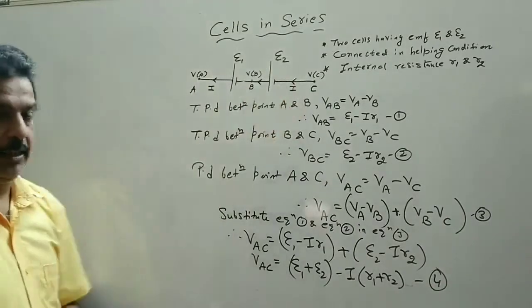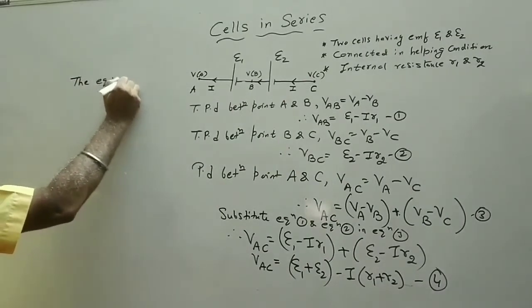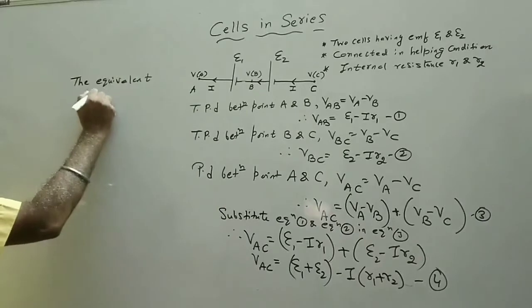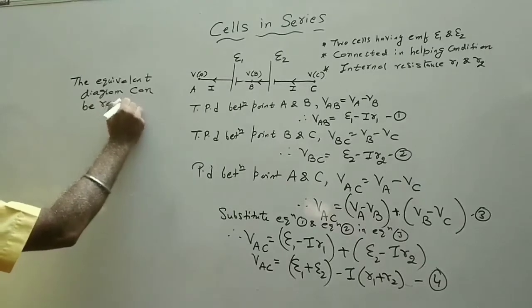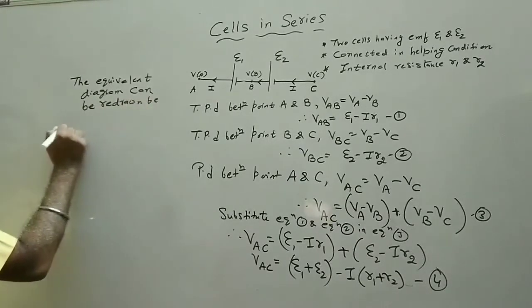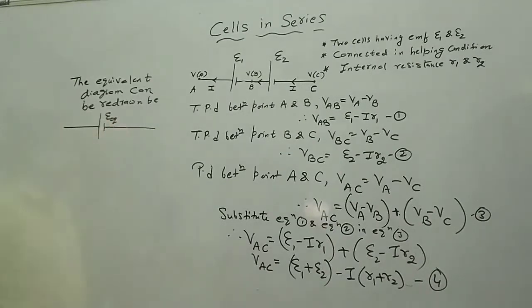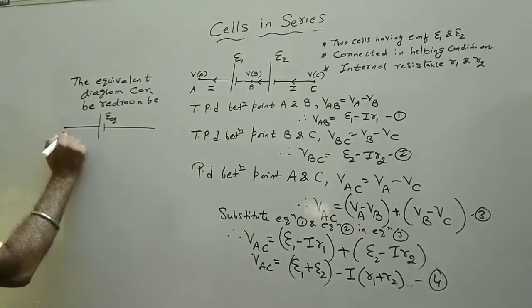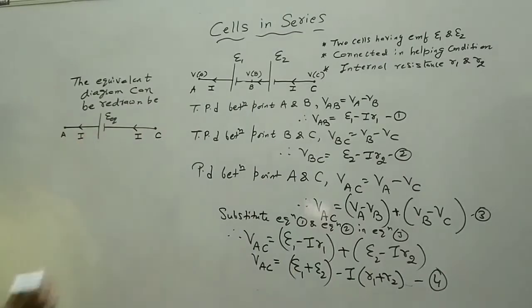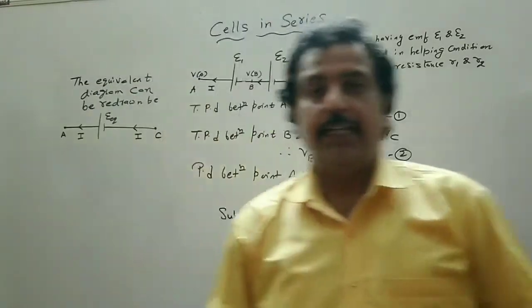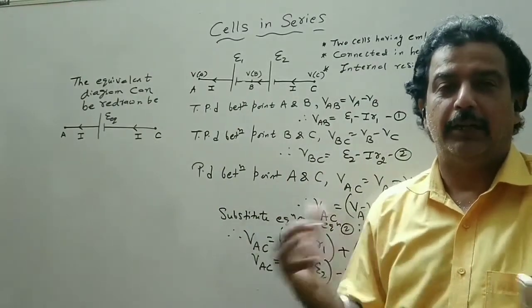Now, if we replace these two cells with another cell of EMF E, keeping this point A and C as fixed, the equivalent diagram can be redrawn as, so I connect only one cell, let its value be E equivalent, and the points are A and C. The current flowing through this is I, as we used to do in capacitor and resistor, where we draw an equivalent diagram in the end and we compare the equation.